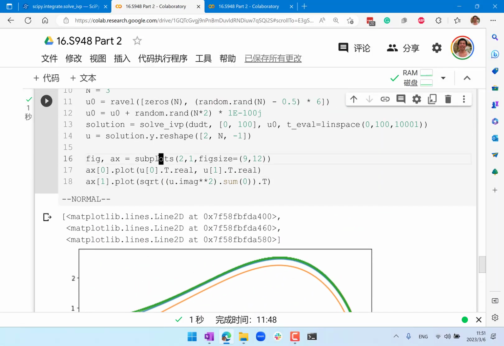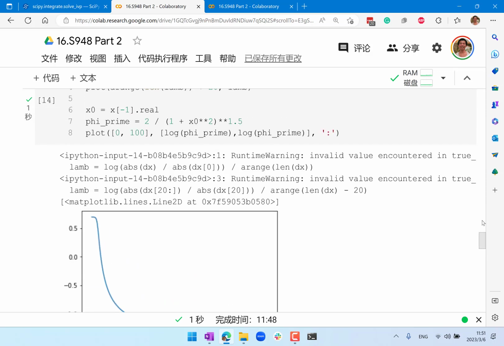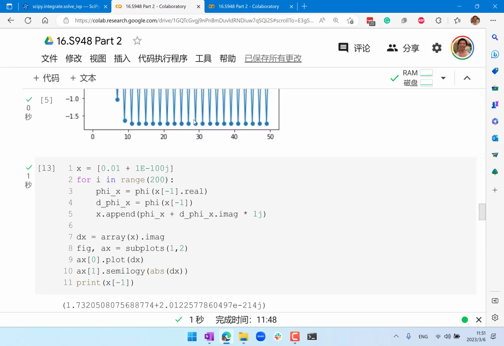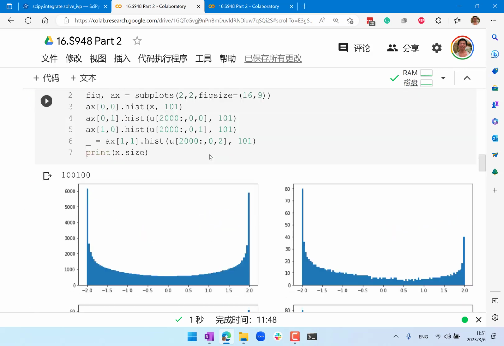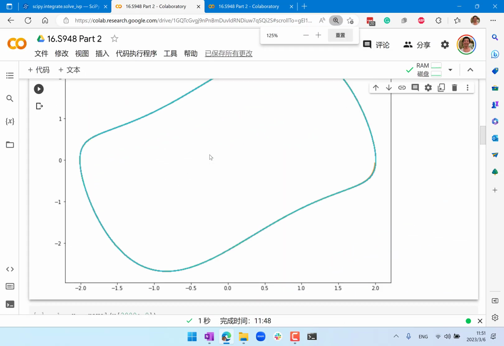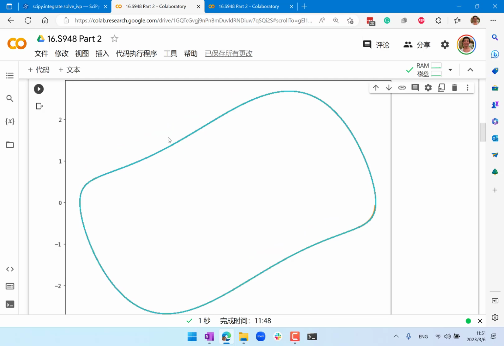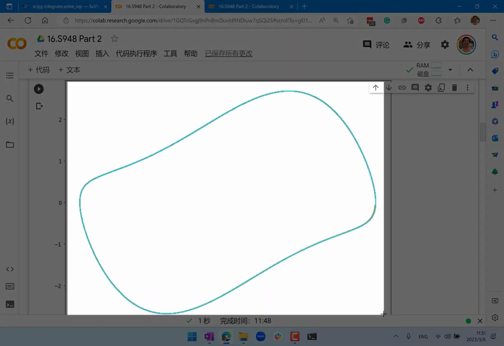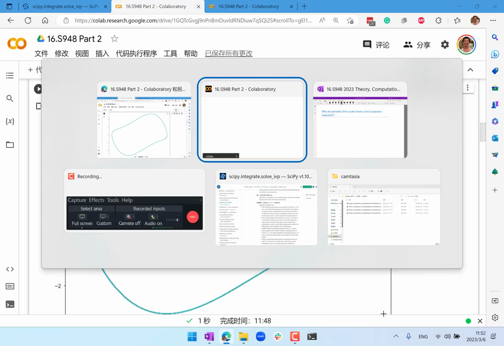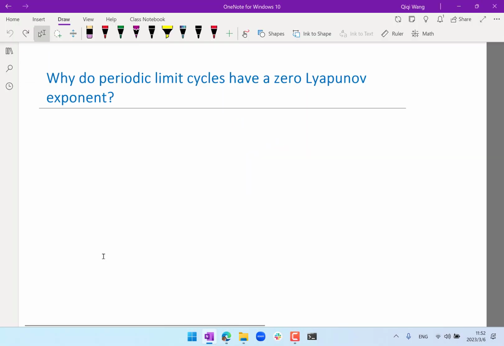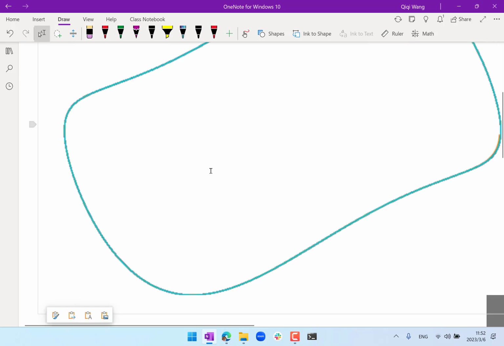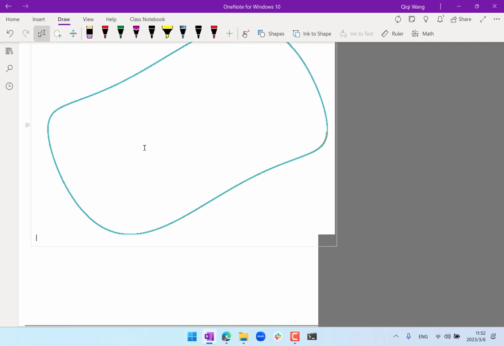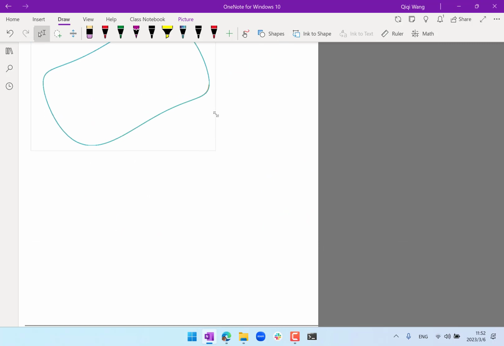Actually, let me copy the previous plot where I skipped the initial transient. It's easier to do here. Okay. This is too big. Second. Okay.